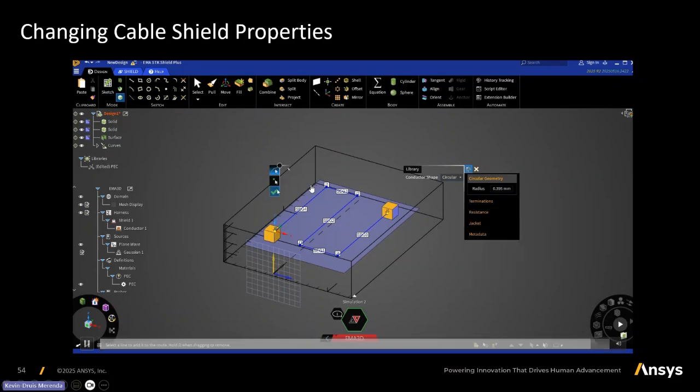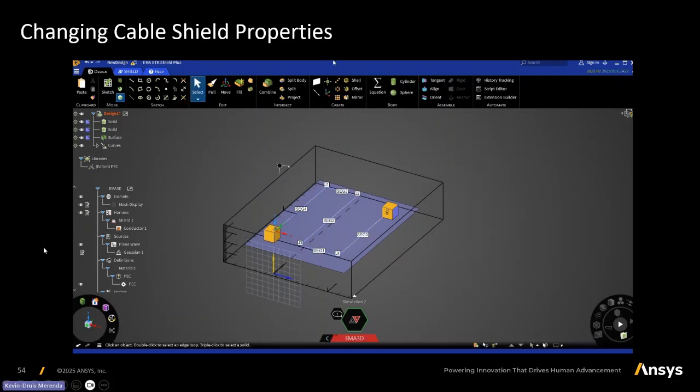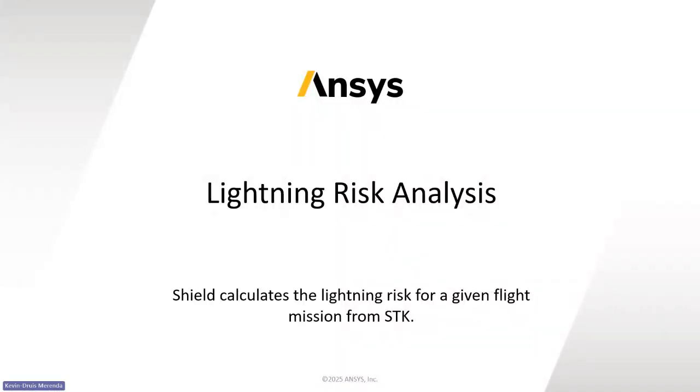So the proper conductor transients that are generated based on the changes that you make here. So last is our lightning risk analysis for STK Shield Plus. So here we want to be able to understand based on an aircraft mission what the lightning strike risk is and the mission failure risk is.